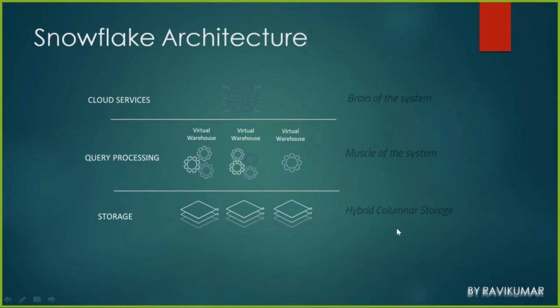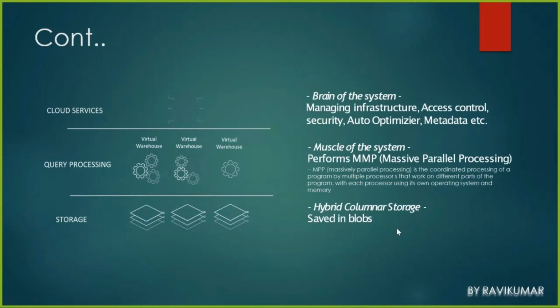Storage is a hybrid columnar storage. You can maintain your data into a hybrid columnar storage. Call it as a combination of row and columnar storage. Cloud service layer, brain of the system, managing infrastructure, access controller, security, auto optimizers, metadata, and other things. Whereas a query processing layer, muscle of the system, performing MPP, massive parallel processing, means at a time multiple processes are involved in the process. So that to speed up your operations, it will be helpful. Coming to the storage layer, hybrid columnar storage, call it as a blobs.